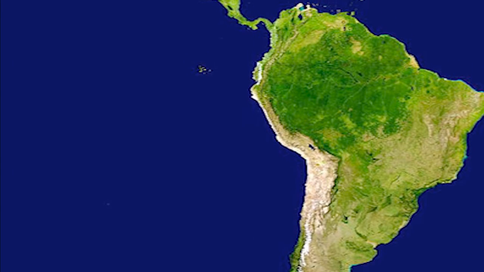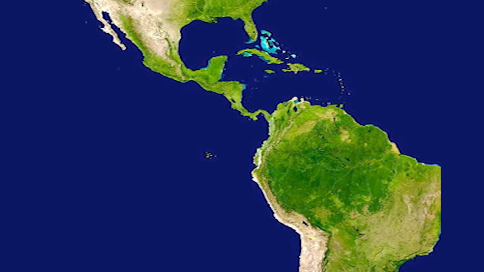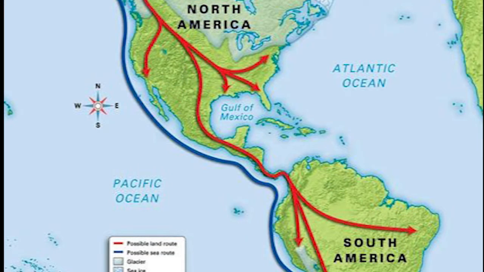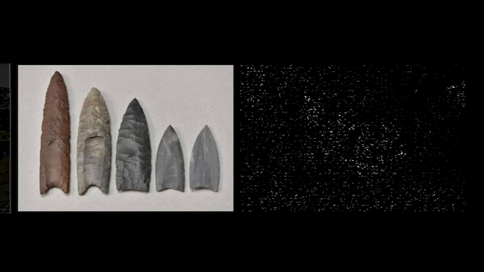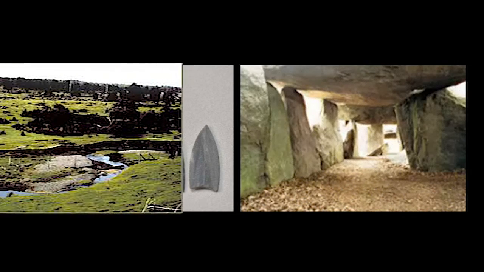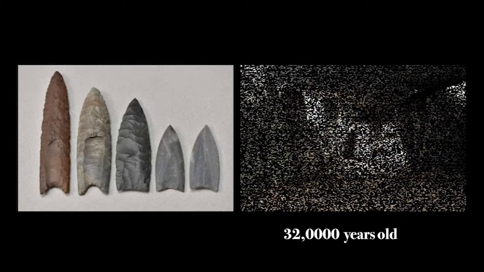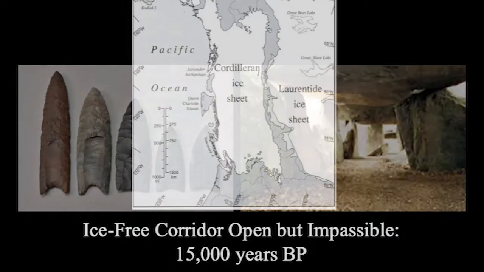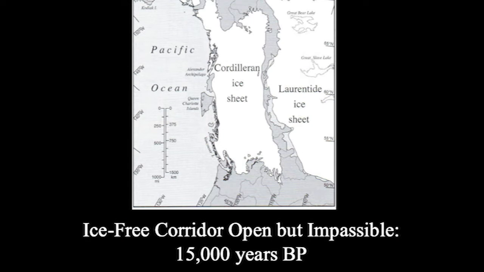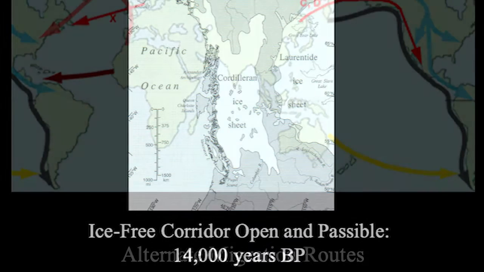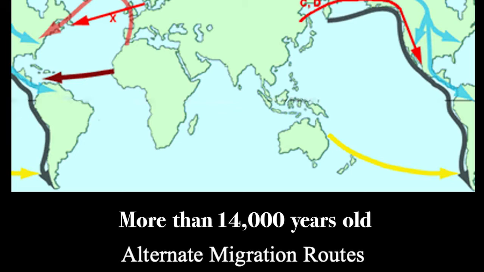There is a problem with this Beringia migration thesis. Archaeologists have uncovered a number of places in North and South America that show evidence of human habitation prior to 14,000 years ago. Artifacts from the site at Monte Verde, Chile, have been dated at 32,000 years old. If migration out of Alaska wasn't possible until the ice-free corridor opened, this leaves us with a problem. How can people occupy sites that are more than 14,000 years old?